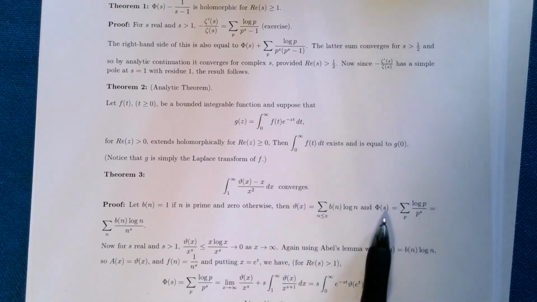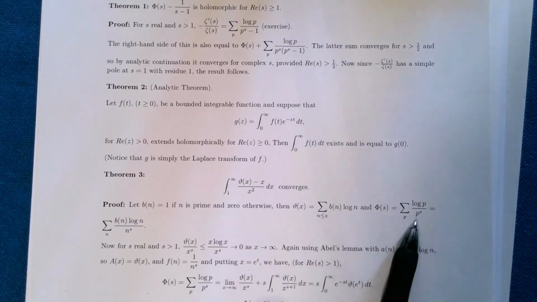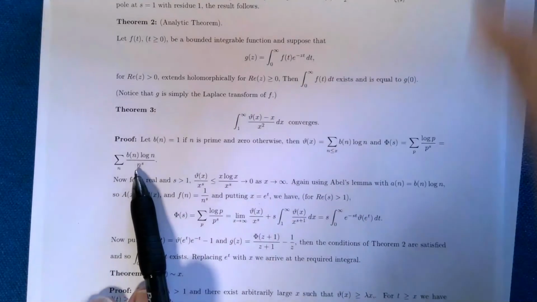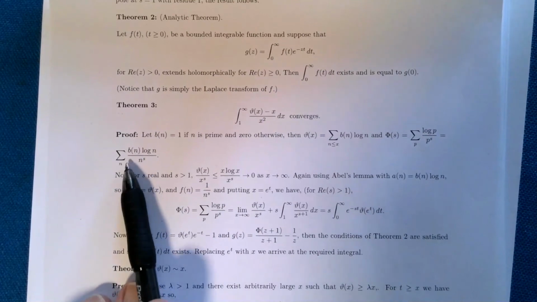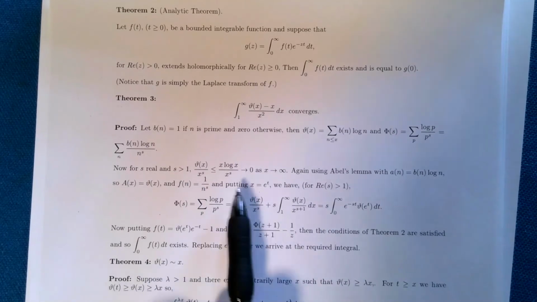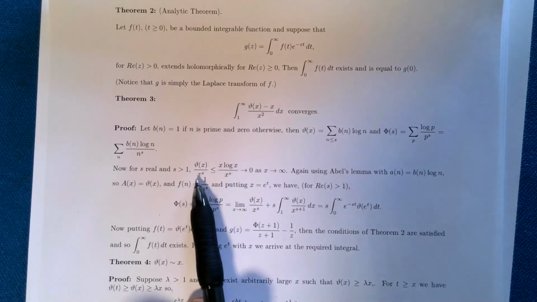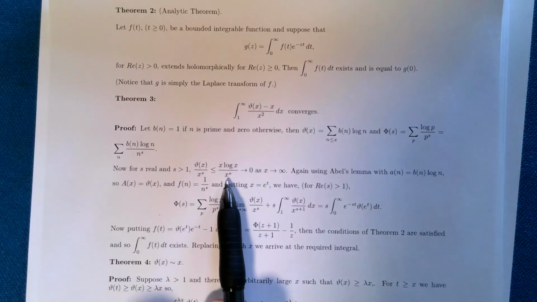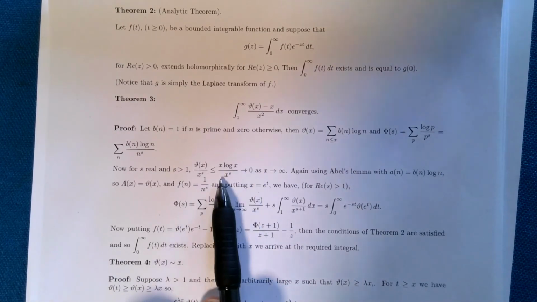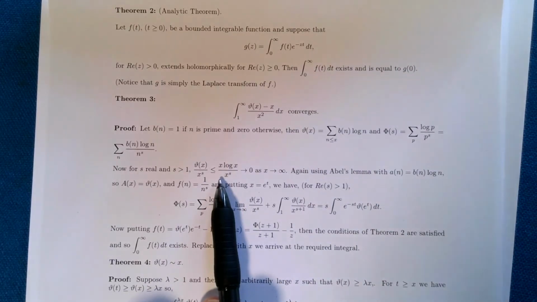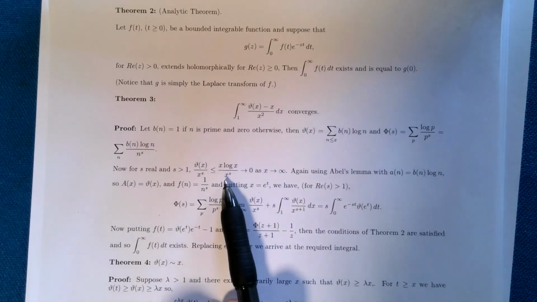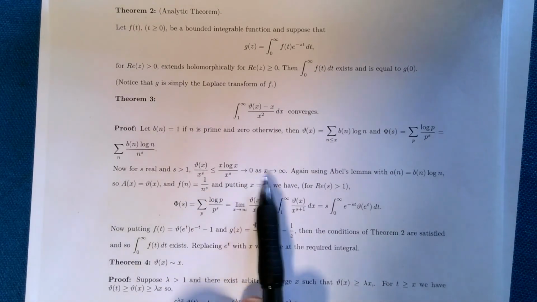And this phi of s, which we defined above, I can now write using, rather than working with a sum over p, a sum over n using this b n. So for s real and bigger than 1, theta of x on x to the s is less than x log x on x to the s, by what we've had before, and that goes to 0 as x goes to infinity.